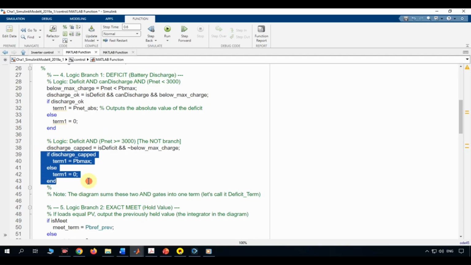In the actual diagram, these two conditions are mutually exclusive AND gates feeding into the same summing junction, so only one of them is ever non-zero at a time. The code is just written sequentially instead of as parallel logic paths.